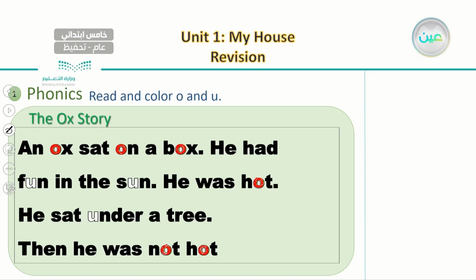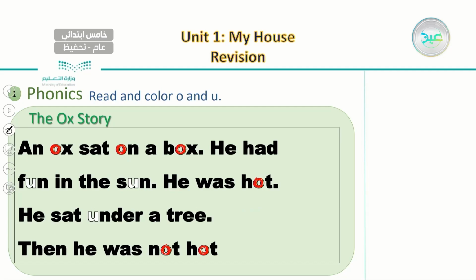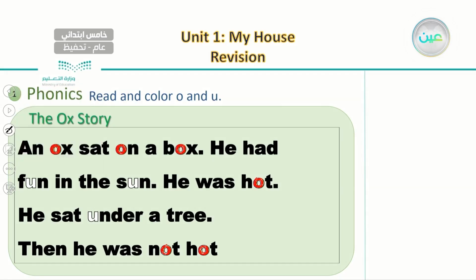So we colored the letter O, and we also said that we can color the other letter, which is letter U, with the blue color. Here we have letter U from the word fun. From the word fun, we color letter U like this. We color it in a different color from the word fun.